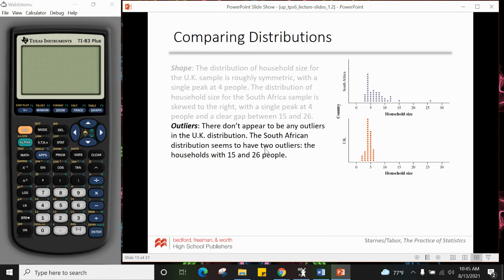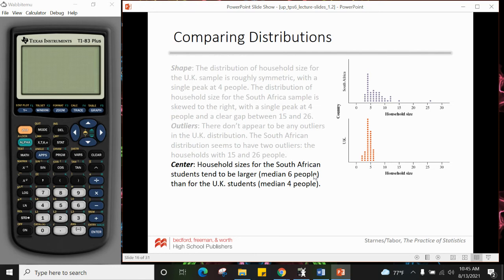For outliers, there does not appear to be outliers in the UK distribution. The South African distribution seems to have two outliers, the households with 15 and 26. Now, if you didn't say 15, I think you'd be okay here because it's kind of close to that 12, but 26 is certainly an outlier.